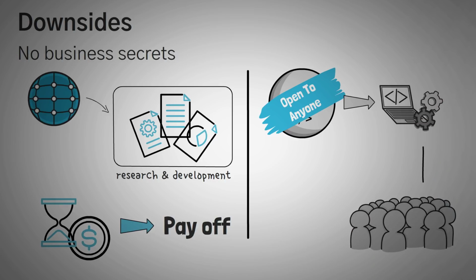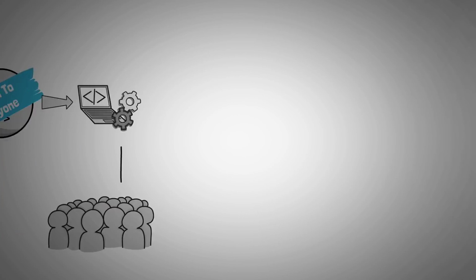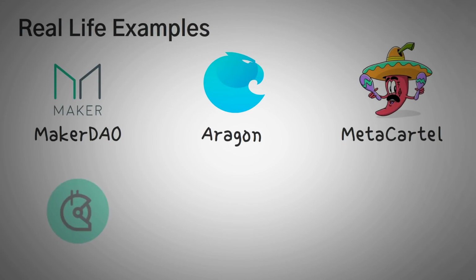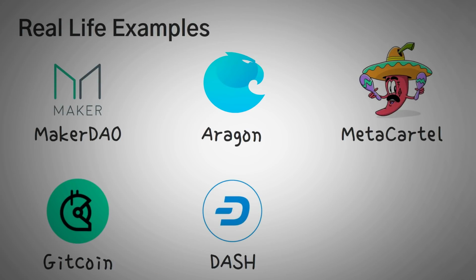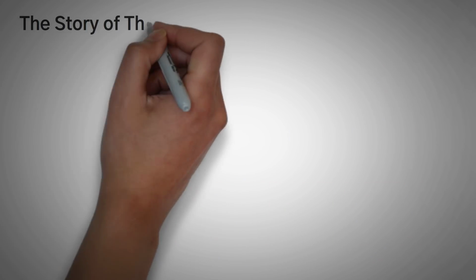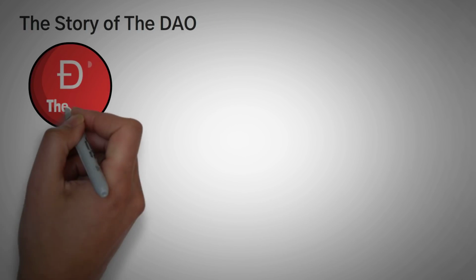So far, we've went over a lot of the theoretical stuff of how a DAO should work. Are there any real life examples? Yes, here are a few. MakerDAO, Aragon, Metacartel, Gitcoin, Dash, and the famous The DAO. So now we're going to go over the story of The DAO, which we think is something that you should know. Probably the most important and most famous DAO is one called The DAO.